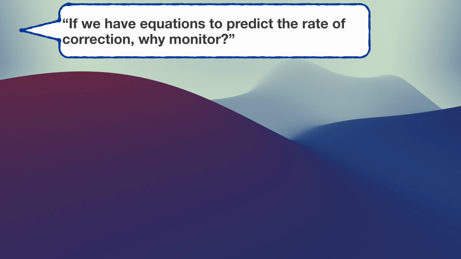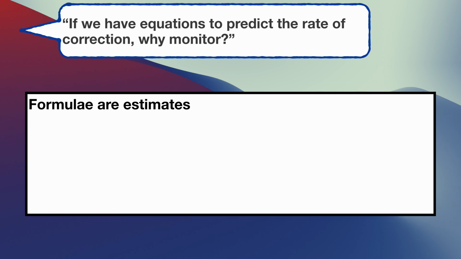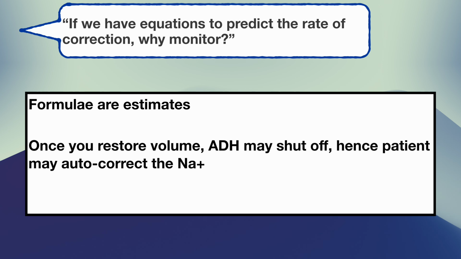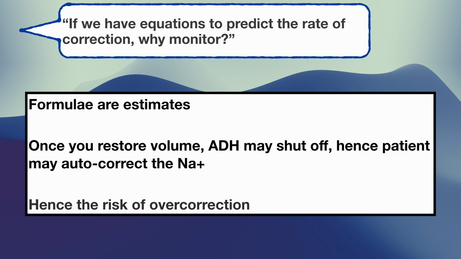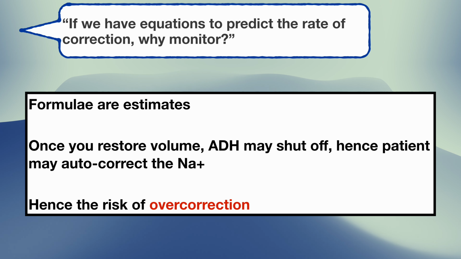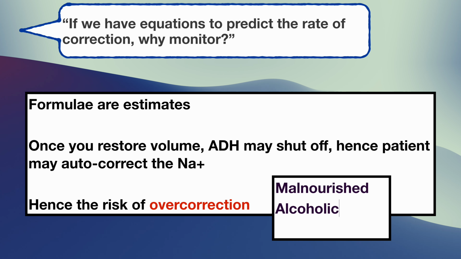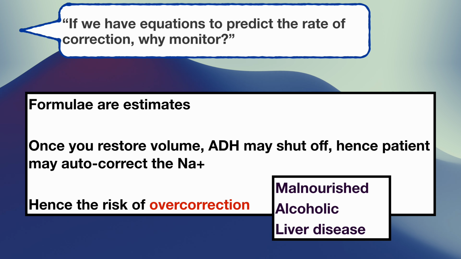Now you might ask, we have formulas to predict the rate of correction, then why monitor? Because all the formulas that we have are only estimates. Also, when you restore volume, ADH shuts off, hence sodium may be corrected on its own. Hence there is a risk of overcorrection, and hence monitoring is very, very necessary. The highest risk of overcorrection and hence osmotic demyelination is carried by a subgroup of patients with severe chronic hyponatremia who are likely malnourished, who are alcoholic, or have liver disease.